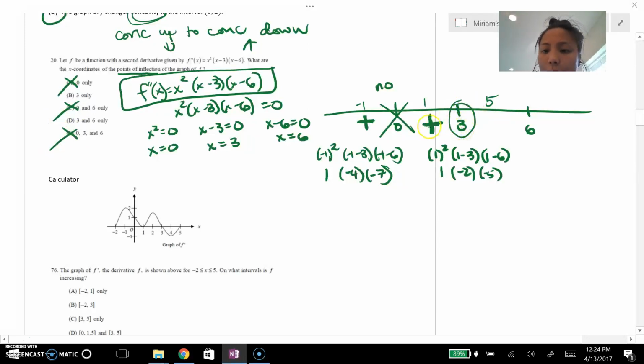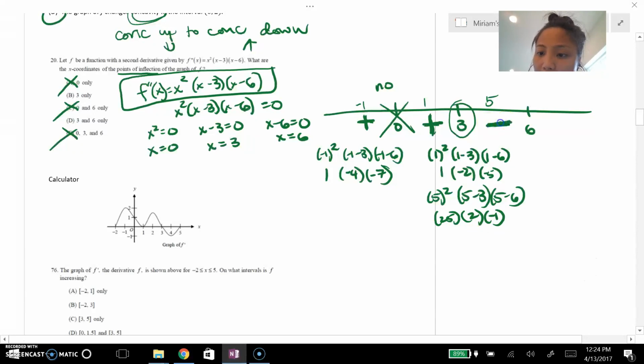So we have to choose a number before and after. We already chose a number before, which is 1. Let's choose 5. 5 minus 3, 5 minus 6. So that means 25 times 2 times -1. If I multiply all of this, I'm going to get a negative. So that's a good sign because we change. So we say yes here because we change from concave up to concave down.